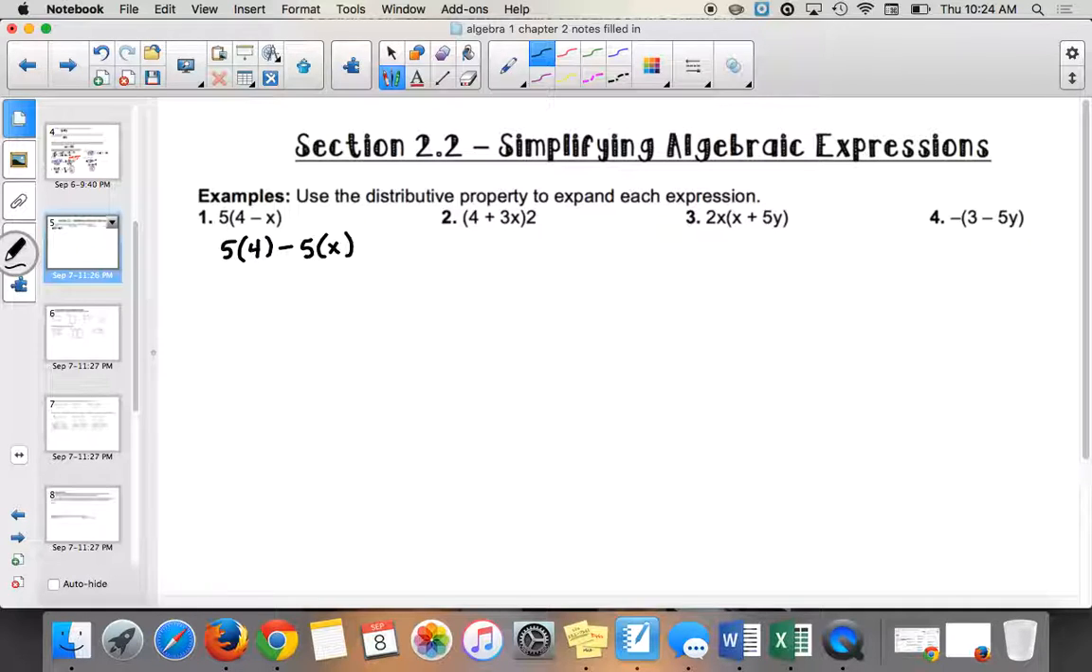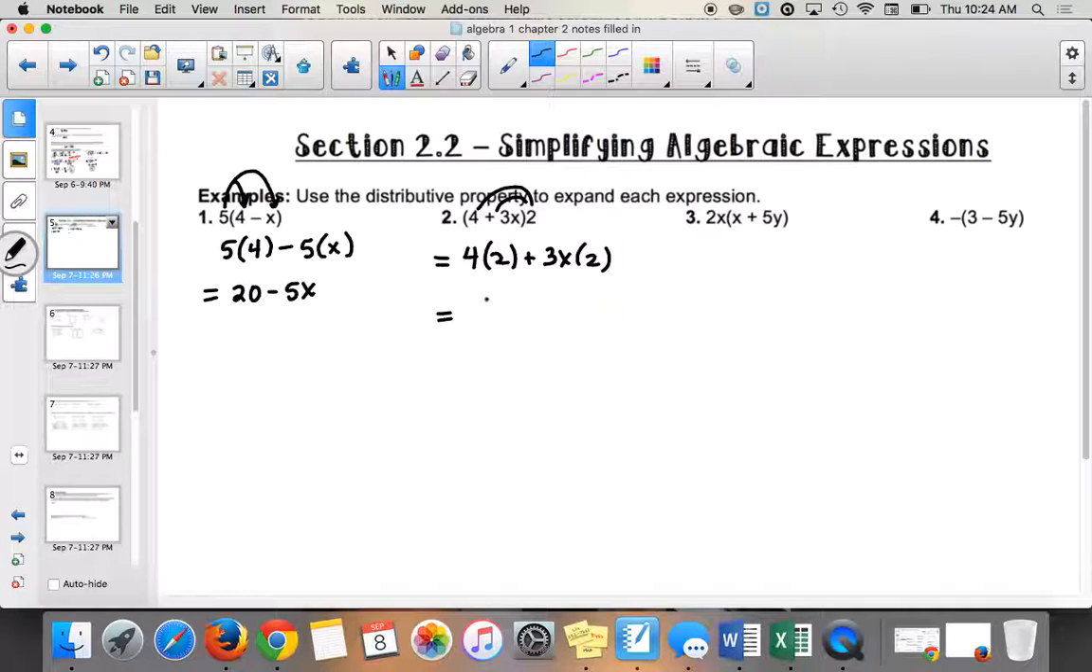So if I have 5 times 4 minus 5 times x, then I'm going to get 20 minus 5x. So I distributed, I took the 5 and I multiplied it to both things. So you can also have the distributive property with the number behind it. Most of my math students do not like it when it's written this way, but it means exactly the same thing. So it's 4 times 2 plus 3x times 2.